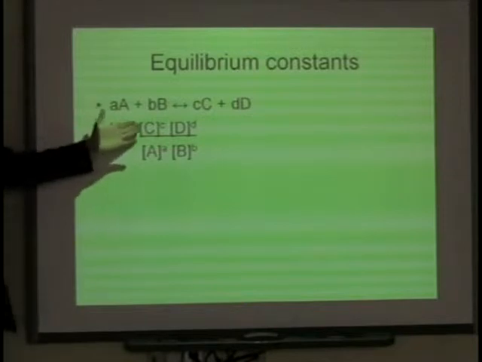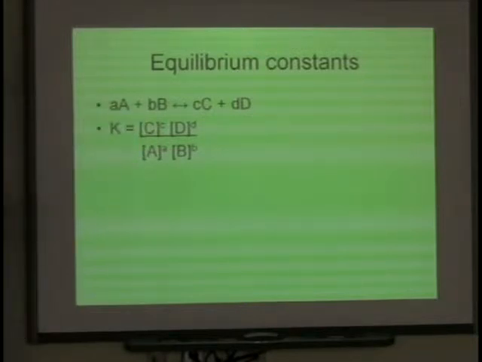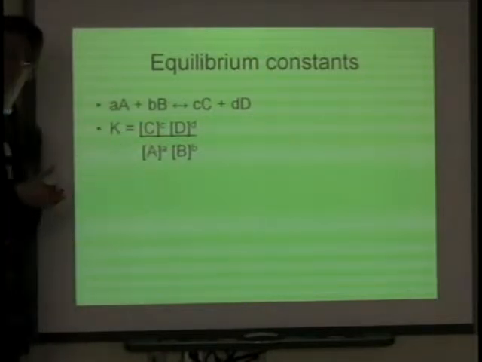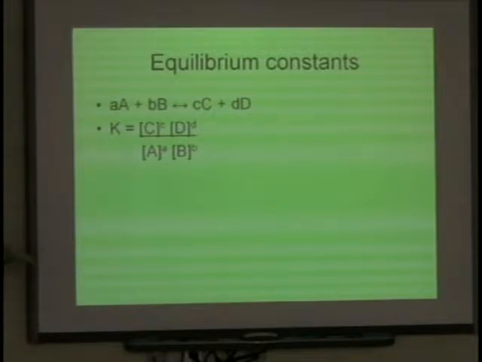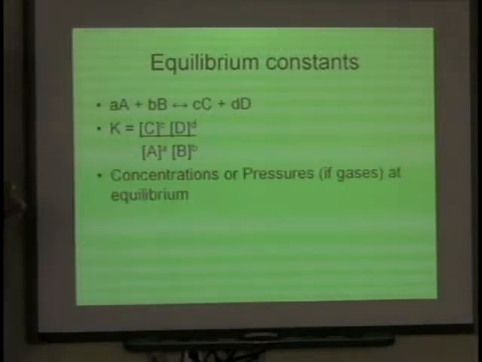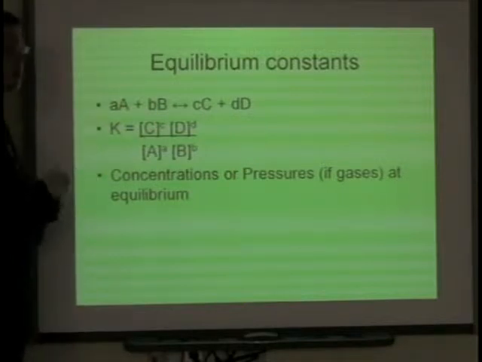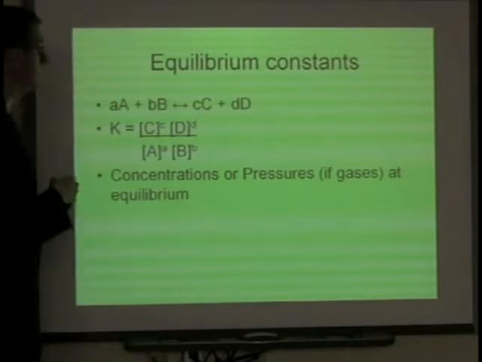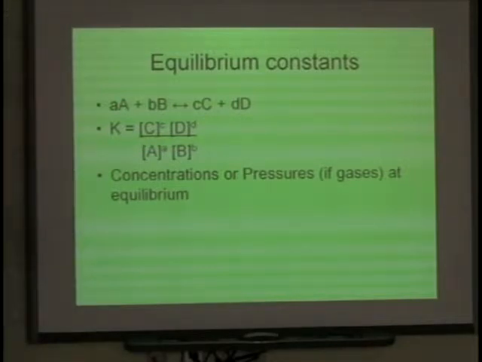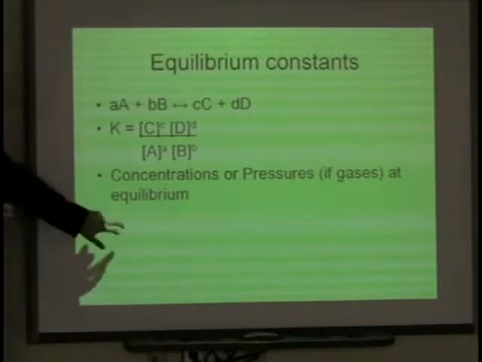We'd take the product concentrations raised to their stoichiometric coefficients divided by the reactant concentrations raised to their stoichiometric coefficients. This will work for concentration or pressures. So you might see a Kc for an equilibrium constant for concentration, or a Kp, an equilibrium constant for pressure. Again, the Kp would only be valid for gases at equilibrium.